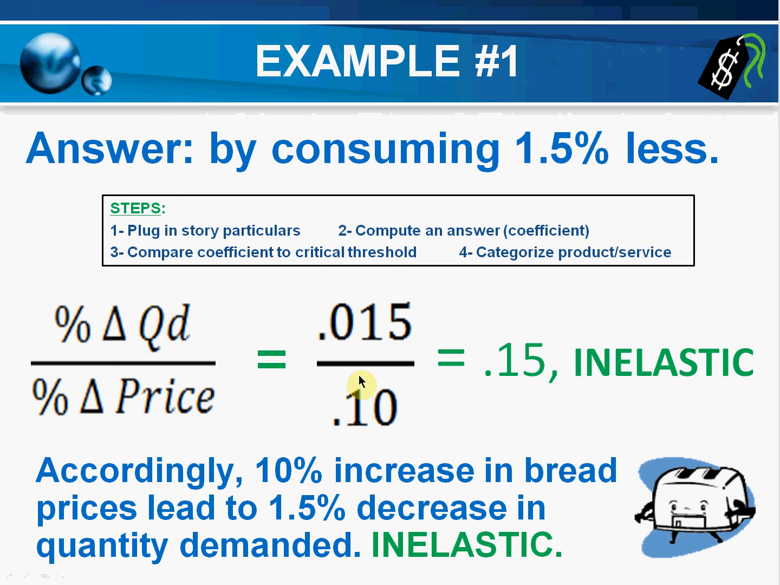The other story particular is also given to you. You're not expected to find out what consumers are doing in their response. This is in the numerator, and this would always be given to you at this level. So this is the 1.5% that we plug in at the top. And as you can see, mathematically this works out to 0.15, which is something less than 1, and accordingly, we categorically call bread an inelastic product, meaning not price sensitive.